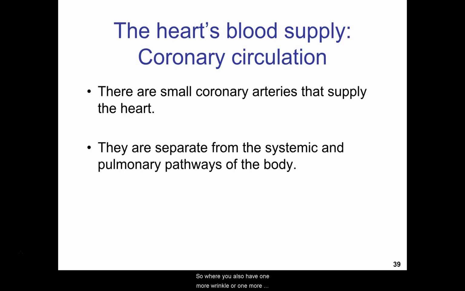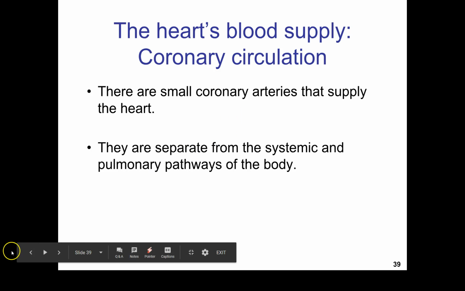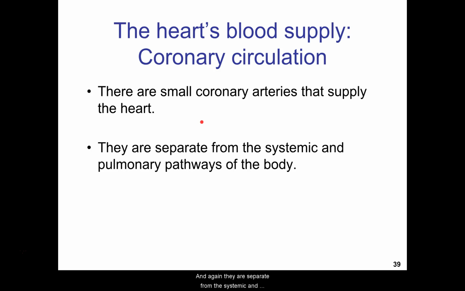So you also have one more wrinkle or one more detail to this, which is the heart's blood supply or coronary circulation. So there are small coronary arteries. Those are the ones that are on the ventral side, the ones that you see when you're looking at the model of the heart or you're looking at an actual heart. And those are supplying blood to the heart itself so that it continues pumping and doing all the cool stuff that it does. So these are small arteries that supply blood to the heart. And again, they are separate from the systemic and pulmonary pathways. They're kind of a special pathway that gets your heart blood.